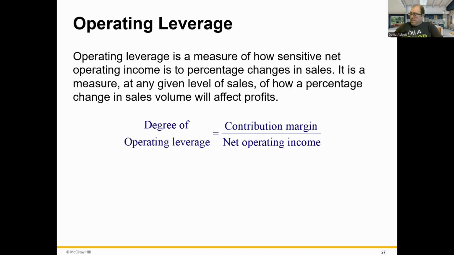All right. So now operating leverage. Operating leverage is the measure of how sensitive net operating income is to percentage changes in sales.